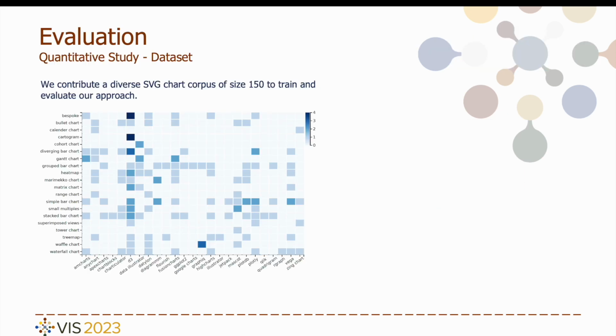For evaluation, we first conducted a quantitative study. To achieve tool-agnostic reuse and promote generalizability, we decided to collect our own corpus, and during collecting, we weighed more on diversity than quantity. The final dataset consists of 150 SVG charts produced by 25 tools, encompassing 17 chart types, 7 small multiple designs, 3 superimposed views, and 9 bespoke designs. The figure here shows the breakdown of the corpus, where the x-axis is charting tools and the y-axis is charting types.